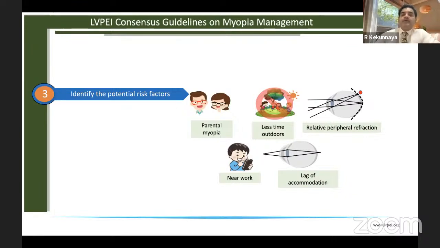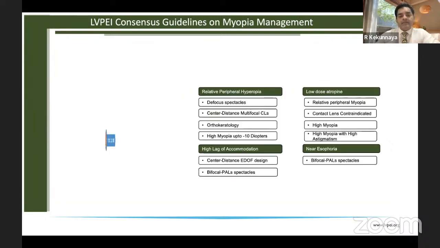Always try to do a relative peripheral refraction. More and more cheaper options are coming to check the relative peripheral refraction. Use one of those, and identify both central refraction as well as peripheral refraction. Always rule out lag of accommodation and esophoria by doing a cover test.